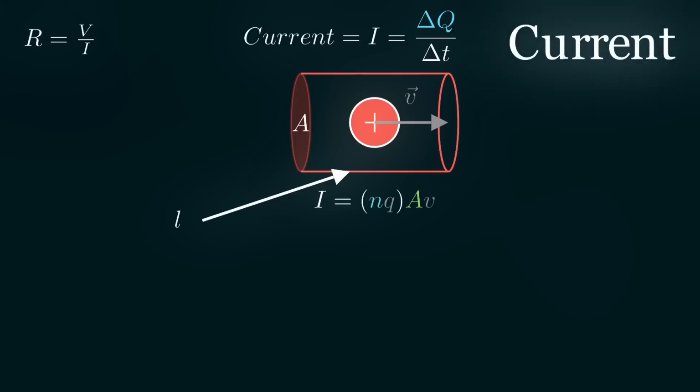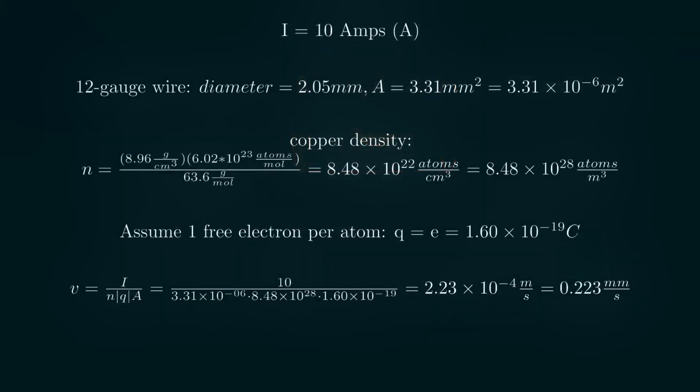Another thing we can do is solve for the velocity of the charges in the wire. So let's do that. We can divide both sides by N, Q, and A to solve for the velocity. And now we'll pick some sensible values and solve for each of these. If you do all the calculations, you get 0.2 millimeters per second. But how does that make any sense?